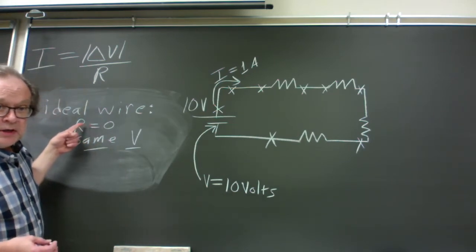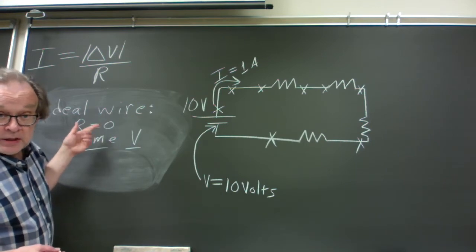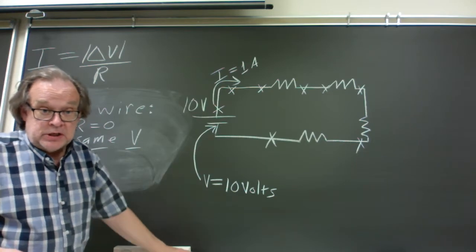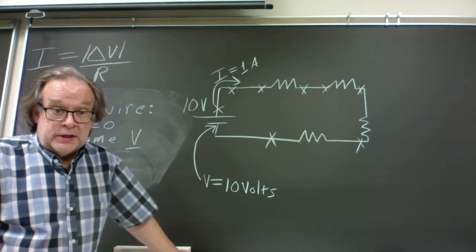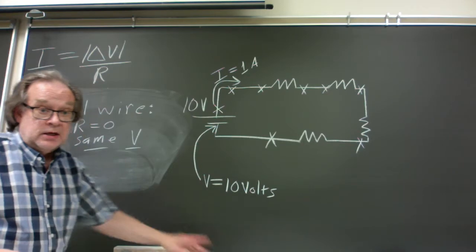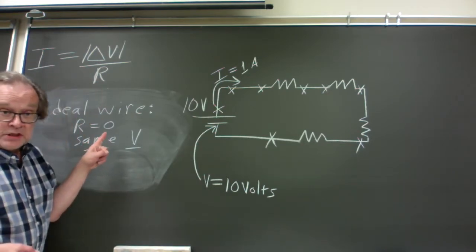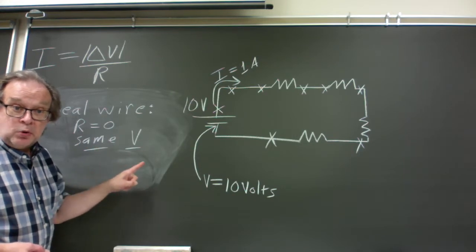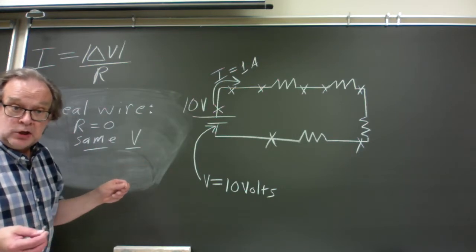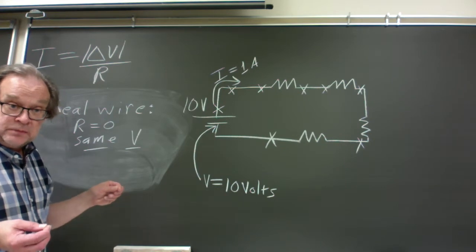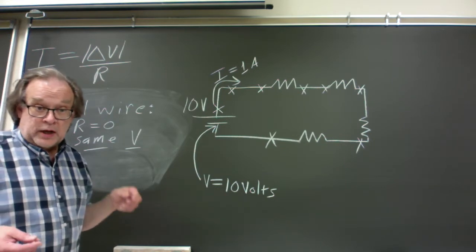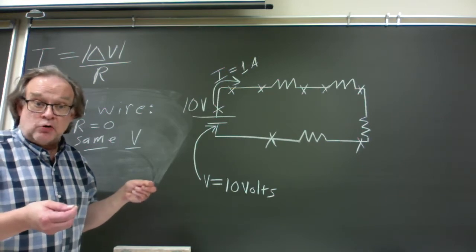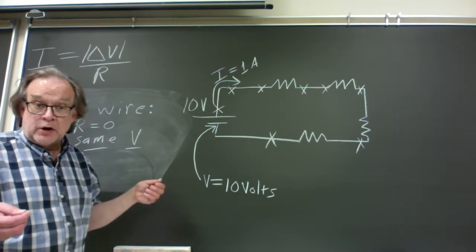Another thing to remember is the so-called ideal wire approximation, where we say that just plain conducting material, normal conducting wire, has essentially zero resistance, and as a result, every point in a piece of plain wire is at the same potential. Or to put it another way, there is no potential difference between any pair of points in that wire.